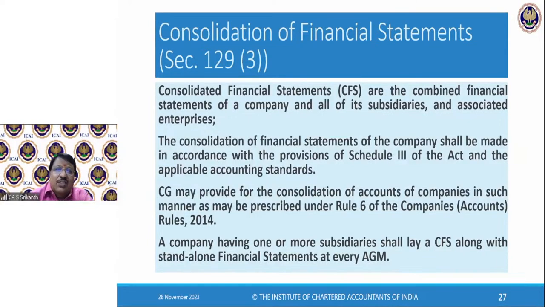Okay. So the consolidation of financial statements shall be made in accordance with the provisions of Schedule 3 of the Act and the applicable accounting standards. I'm sure you know it by heart. The accounting standard, I'm sure AS 21, I think. And I'm not aware of Ind AS. I'm sure Sunil Goyal or somebody will immediately correct me and say, sir, Ind AS so and so.